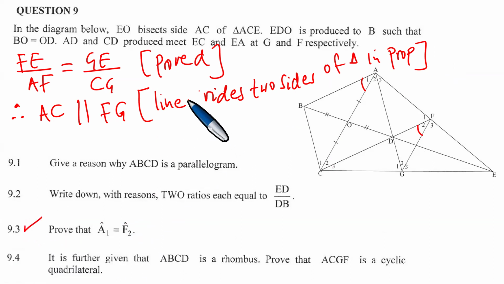Okay, so we proceed. Line divides two sides of triangle in proportion. And this is the reason.